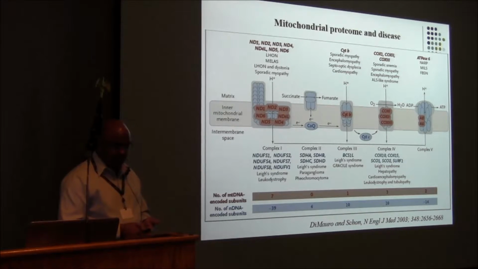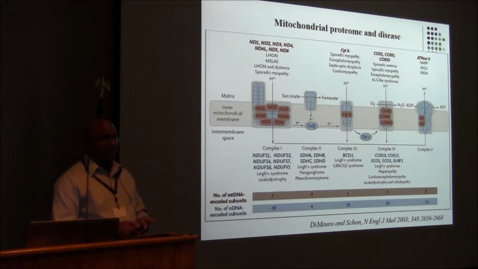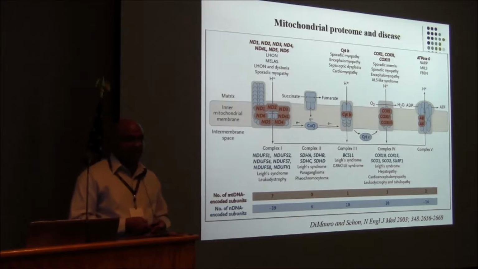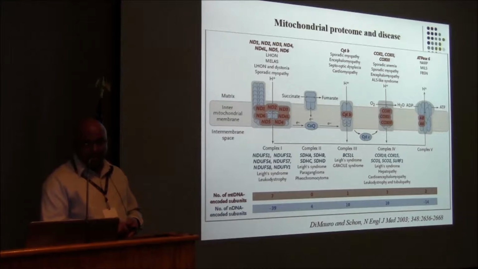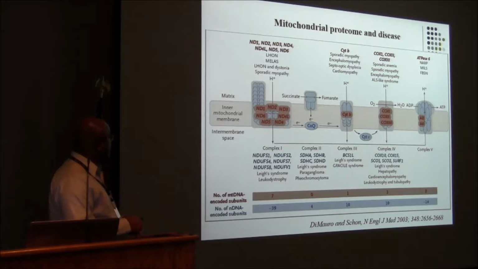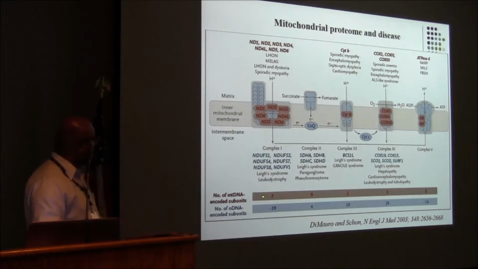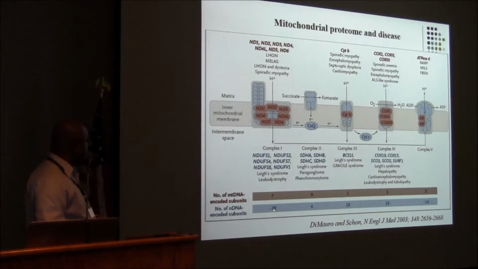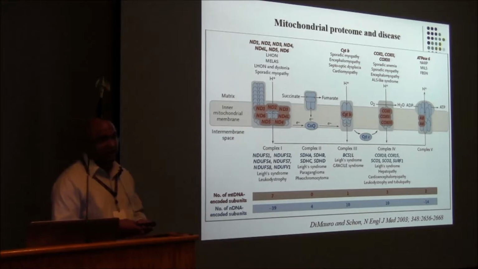So you can ask, what's the need for complex 2? Complex 2 is made up of 4 subunits, and all of these subunits are oncogenes. So you do need that. And I have several diseases mentioned here. The genes that are in red are the genes encoded by the mitochondrial DNA, and the ones in blue are the ones coming from nuclear DNA.